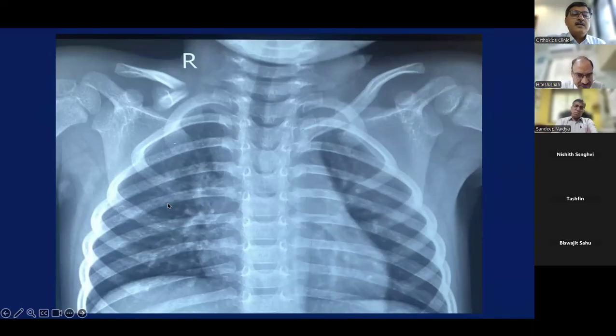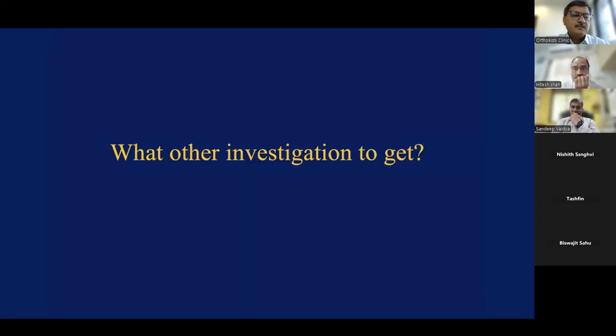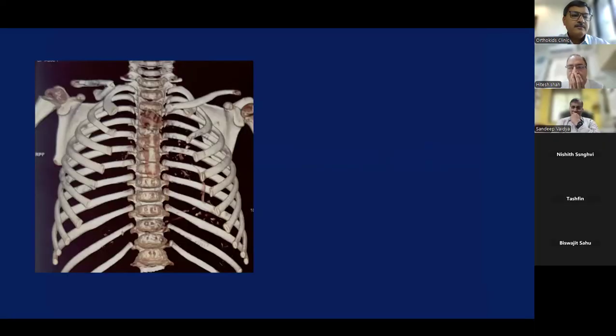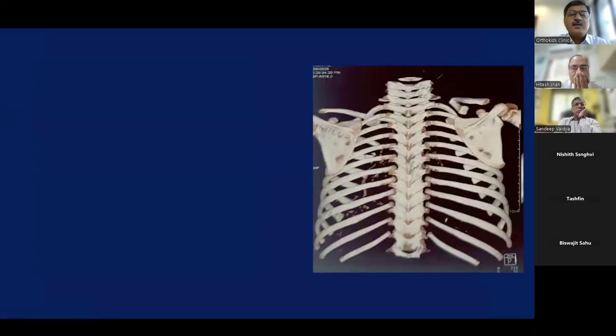So this is really unusual, and it's baffling how we would manage. The first thing is we have to do imaging and see the actual injury. So Tashfin, what imaging did you do? Kindly show us. We did a 3D CT scan, sir. This one is the first one. It shows a fracture with rotation and separation at the medial physeal end of the clavicle. Was there any rib fracture associated?